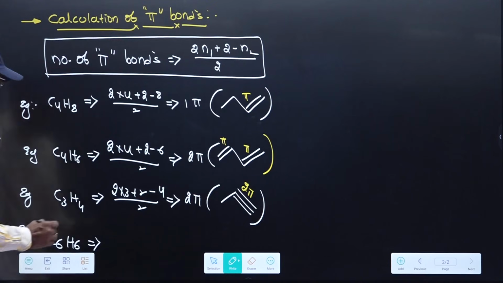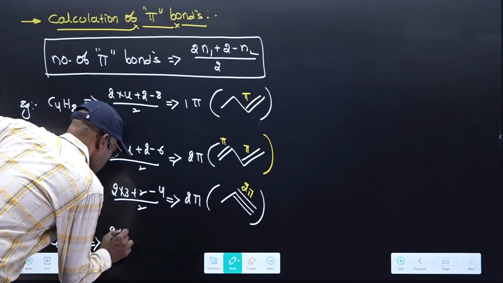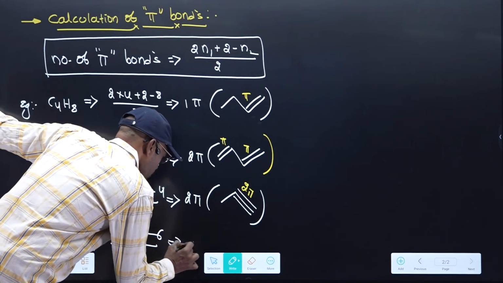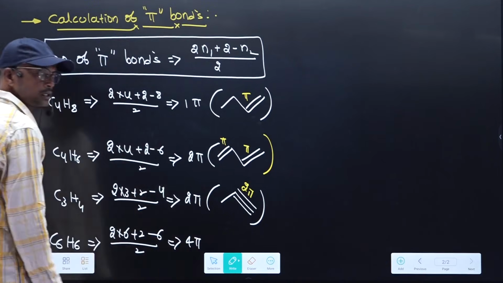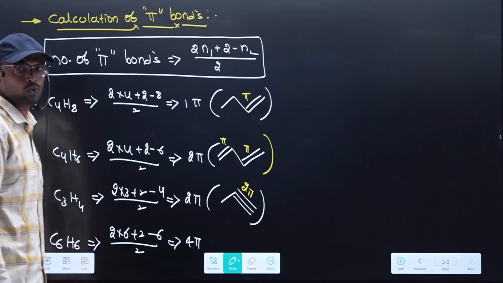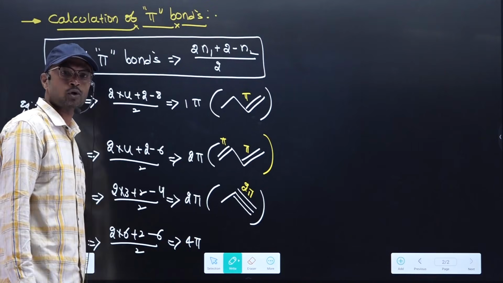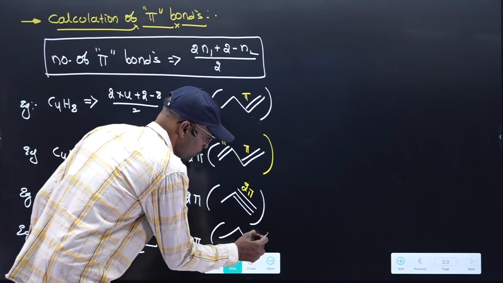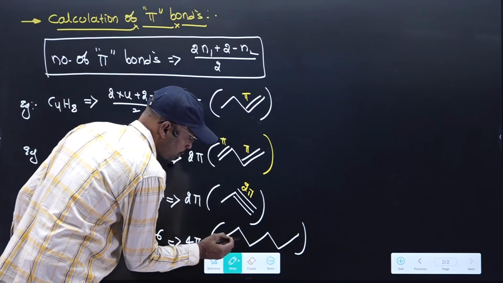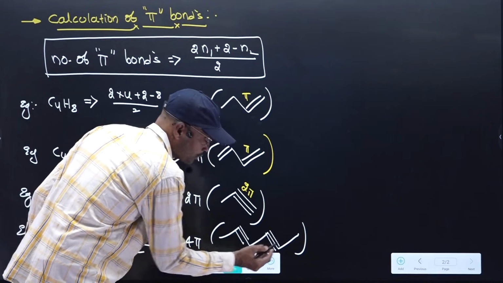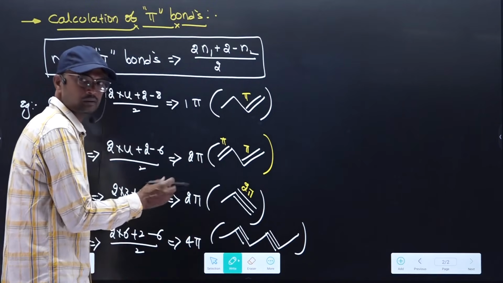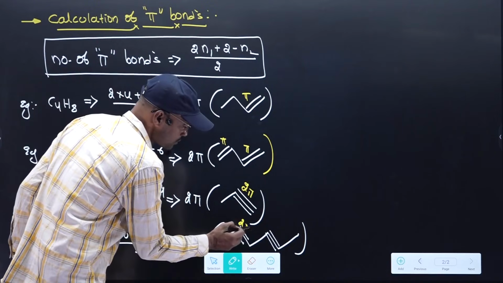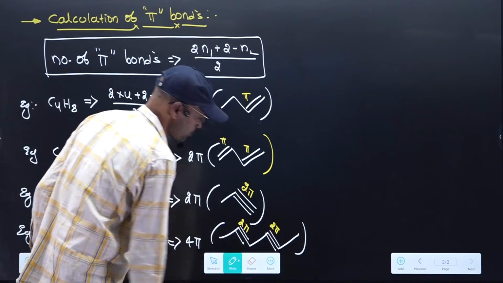C6H6. What about here? 2 into 6 plus 2 minus 6 by 2. How much DU? 4 pi. With 4 pi, can I write benzene? Benzene bearing 4 pi? No. Benzene never gives 4 pi, only 3 pi. So it is an open chain. 2, 4, 6. Can I put one triple bond? Triple bond and here triple bond. You can write other structures also, but definitely 2 pi bonds are required. So here 2 pi bonds and here also 2 pi bonds. That is the question.